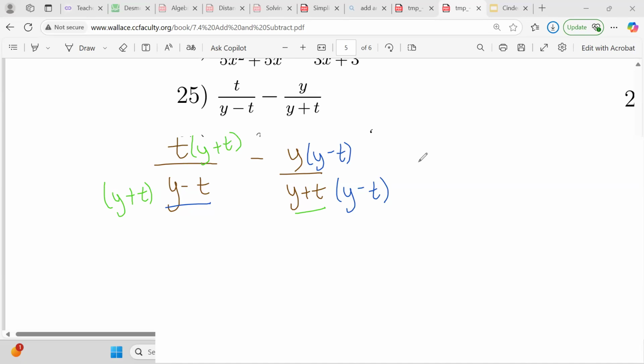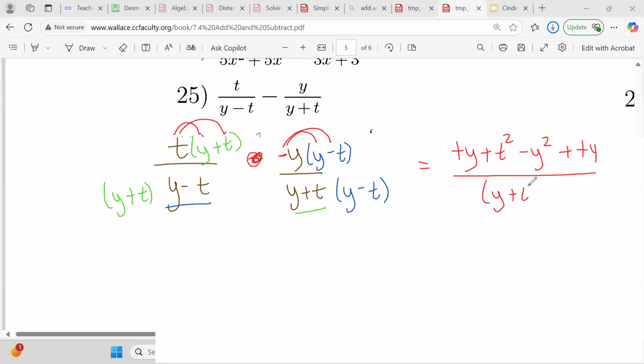Yucky. Distribute on top. So that would be ty, minus t squared. Now right here, this minus, hug it up close to this. There we go. Distribute. So that'd be minus y squared. Minus minus would turn plus ty. And the bottom, don't distribute, don't FOIL, just leave it y plus t, y minus t. On the top, there's a 1 right there, there's a 1 right there. So 1 ty makes 2 ty plus t squared minus y squared all over the denominator.